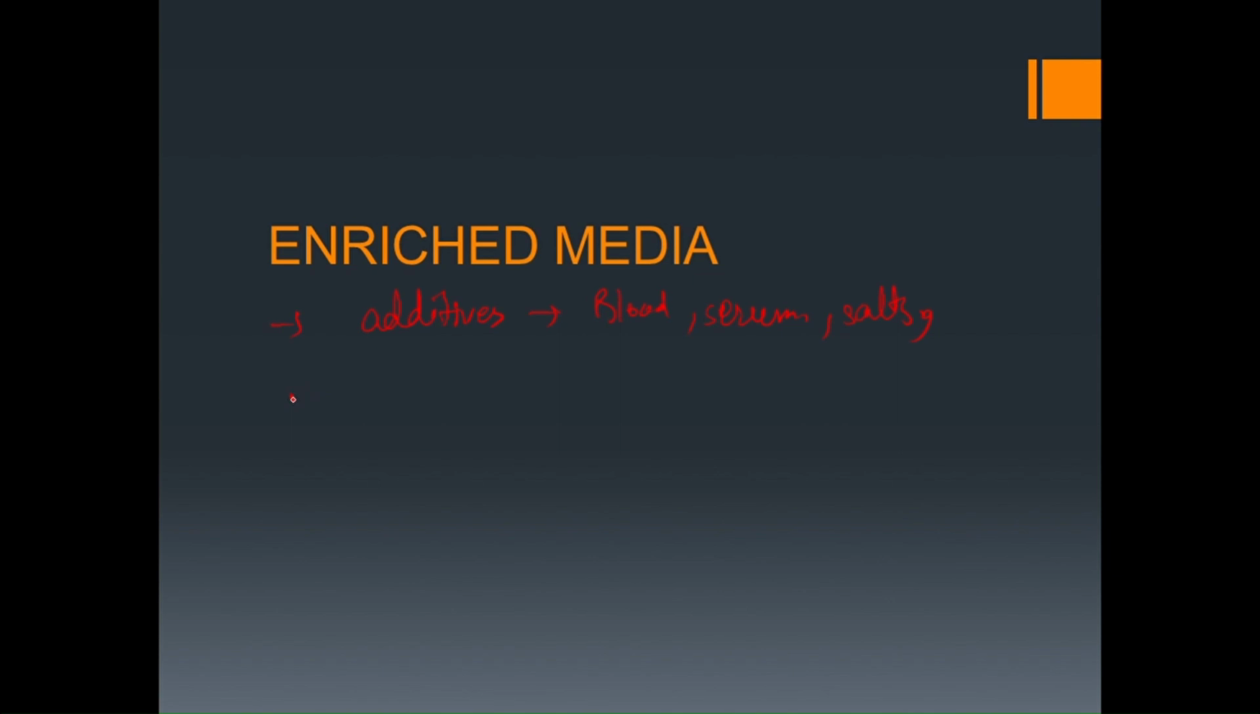First I'm going to discuss blood agar. So blood agar contains 5 to 10% blood plus nutrient media. Basically, this blood agar is used to differentiate between three classes, which are alpha hemolytic, beta hemolytic, and gamma hemolytic bacteria.